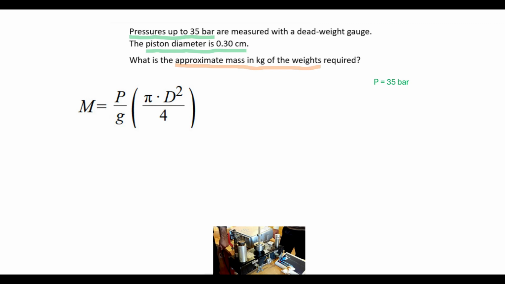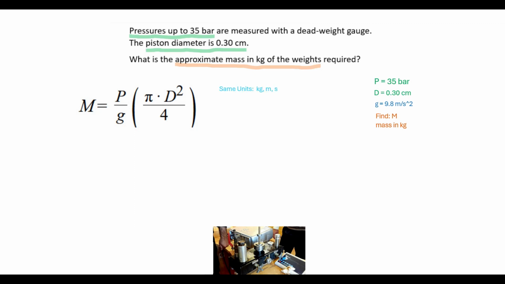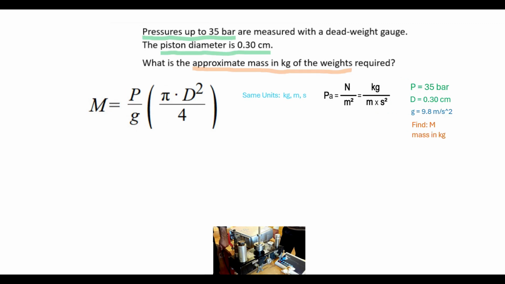List your given values. You want to find the mass in units of kilograms. You want to get all your values in the same units of kilograms, meters, and seconds to be able to solve this equation. A conversion that you will need for this problem is that pascals equals kilograms divided by meters times seconds squared.